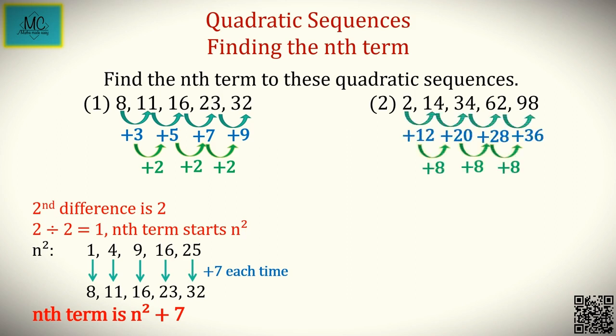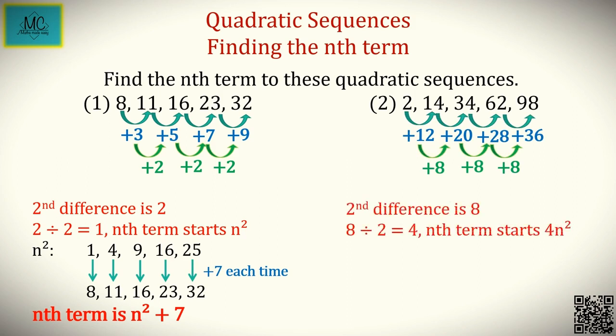Similarly for the second one also: plus 10, plus 22, plus 28, plus 36. The second difference is 8. It means 8 divided by 2, because it is the second difference.